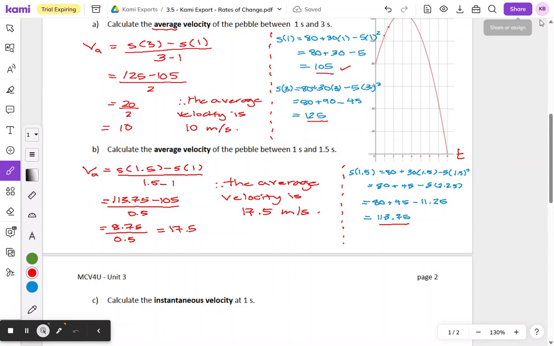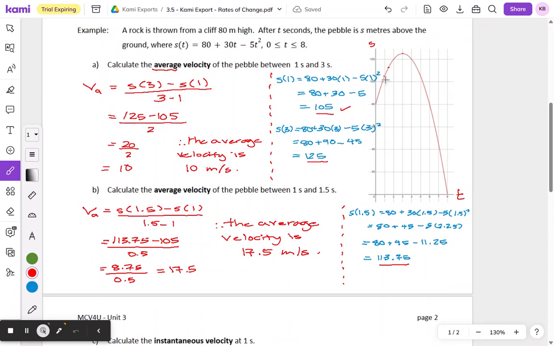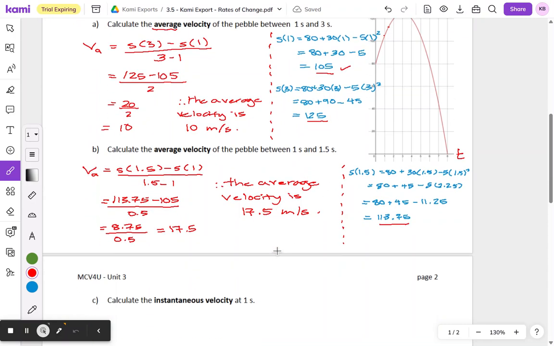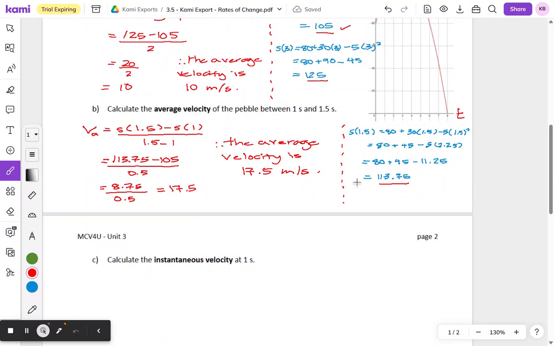Okay, that's the units. And you can see up here, okay, whereas originally I was looking between 1 and 3 seconds, okay, which is obviously a shallower slope. Now I'm kind of receding back to where the velocity is going to be higher because the graph is steeper. All right, so 17.5.